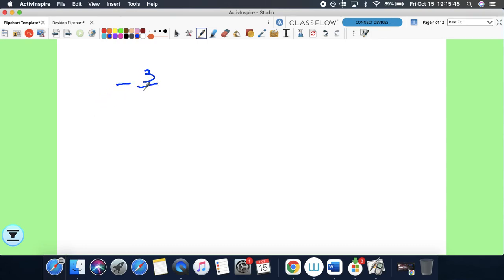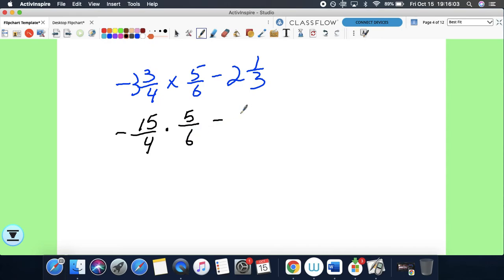And number 12, we want it in simplest form, okay? Negative 3 3/4, oops, times 5/6 minus 2 1/3. All right, multiplication comes first, so let's do that, but let's change it to an improper fraction. So that's 12 plus 3 is 15 over 4 times 5/6 minus 2 1/3. You know what, I'm going to take advantage and change that to an improper fraction. 3 times 2 is 6, so 7 over 3. We still have to take care of these two first, right?